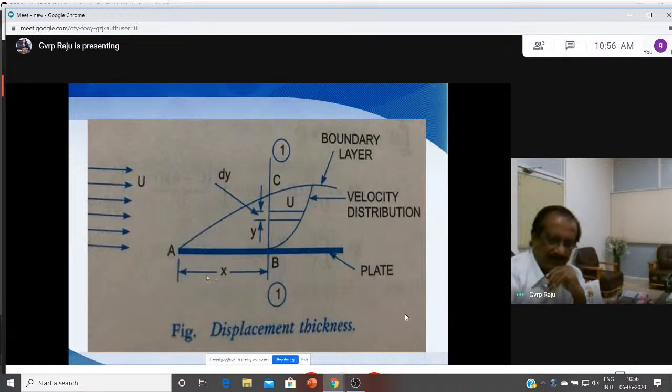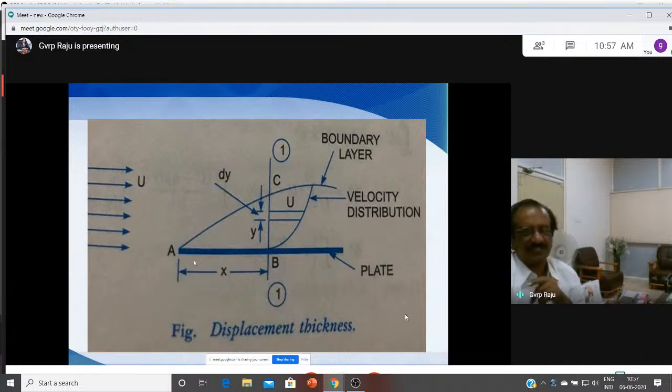Factors affecting boundary layer thickness. For example, this is the leading edge. First factor you consider: when the distance from the leading edge increases, in other words, we are going downstream along the plate. This is upstream here, and we are coming down. Then what happens here? This is the boundary layer thickness here, and here, and here. So the boundary layer thickness increases with increasing distance from the leading edge.